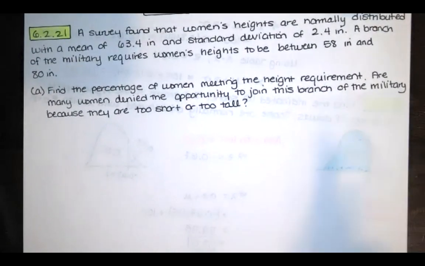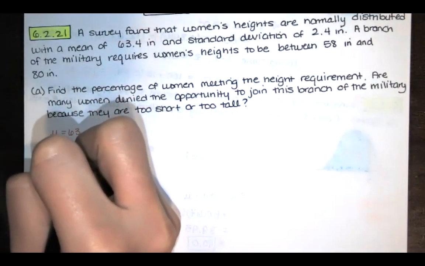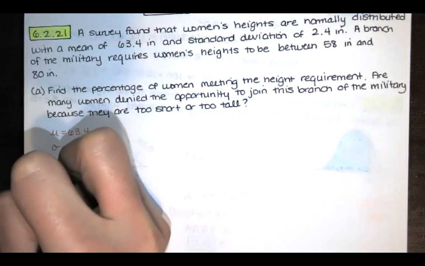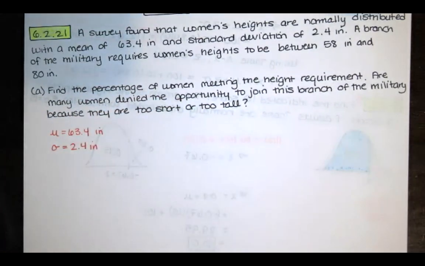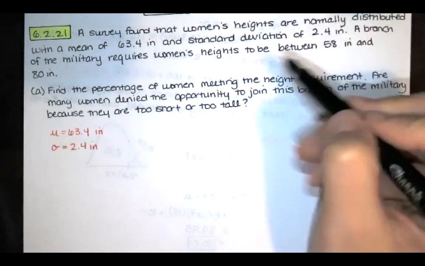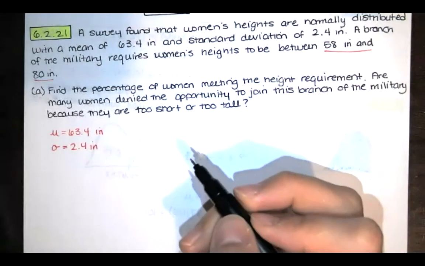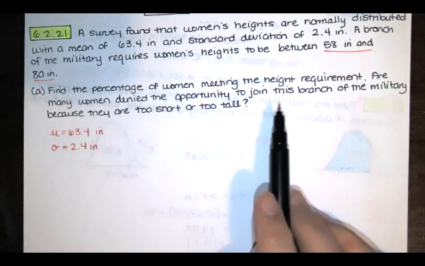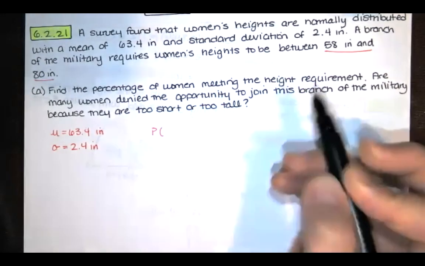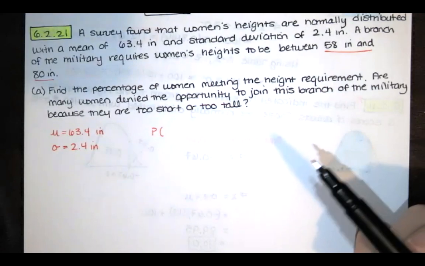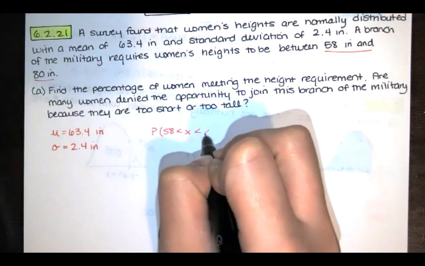Okay, so we're here. So that's our mean, 63.4. The standard deviation is 2.4. These are all in inches. And the height requirements are that women's heights need to be between 58 inches and 80 inches. So when they ask us to find the probability of women meeting the height requirement, they're basically asking us to find the probability that a randomly selected woman's height is between 58 inches and 80 inches.